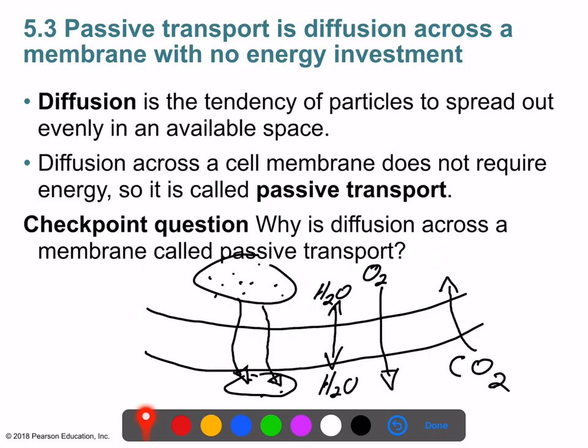There's no transport protein. In later portions of this discussion, we will see that some substances do need transport proteins, and they don't always move from high concentration to low. Sometimes they move from low concentration to high because our cells like to concentrate certain things.